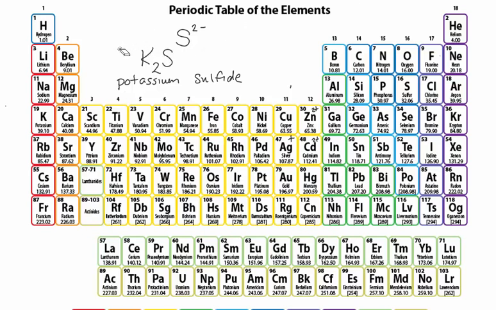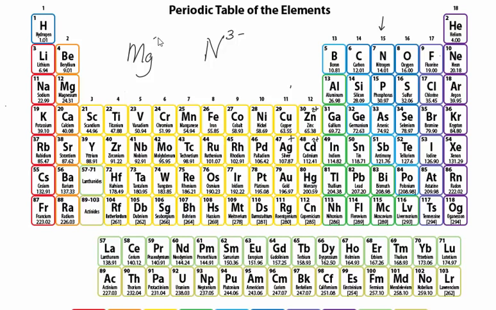So let's try a few more. Whenever we have a metal and a nonmetal, let's see, I'm going to pick N this time. Nitrogen will make a common ion. Nitrogen has the ability to take on 3 electrons, so it will be a 3-. Magnesium is going to be a 2+. It's going to give up 2 electrons. It's in column 2.